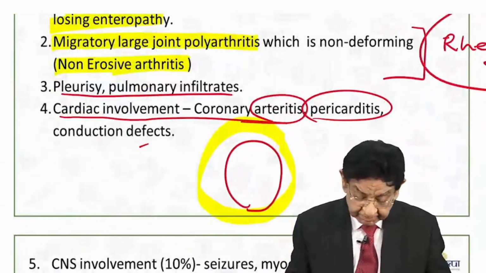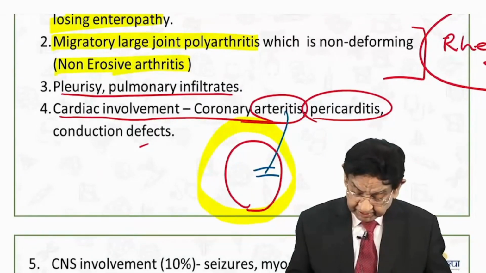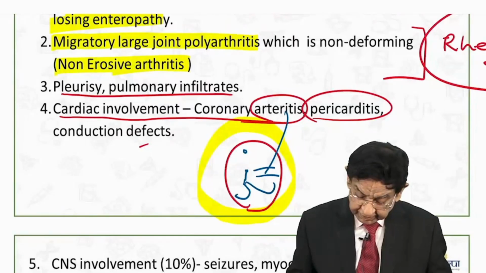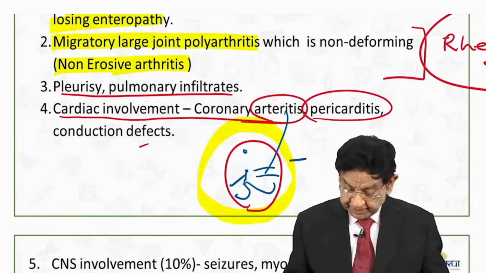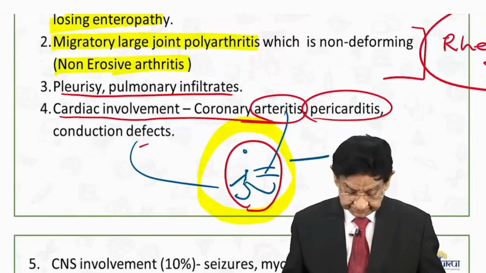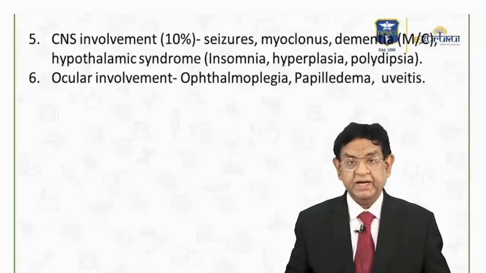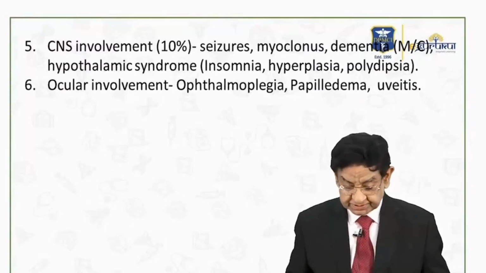Here is the blood vessel, coronary arteritis. And here is the conduction system. The conduction system may be involved. So pericarditis, arteritis and conduction defect can occur in this patient. CNS is the one which is most commonly asked after the GIT, and joints.